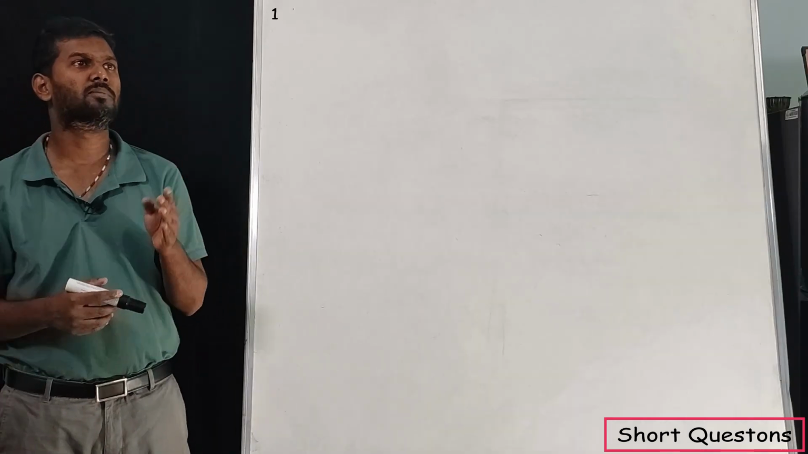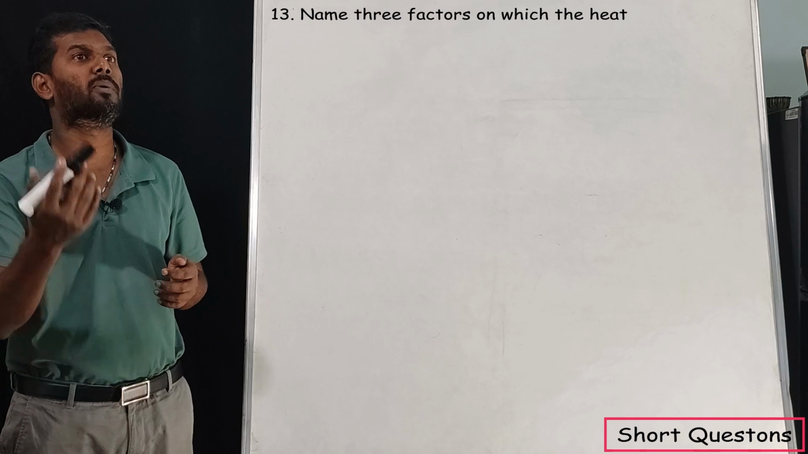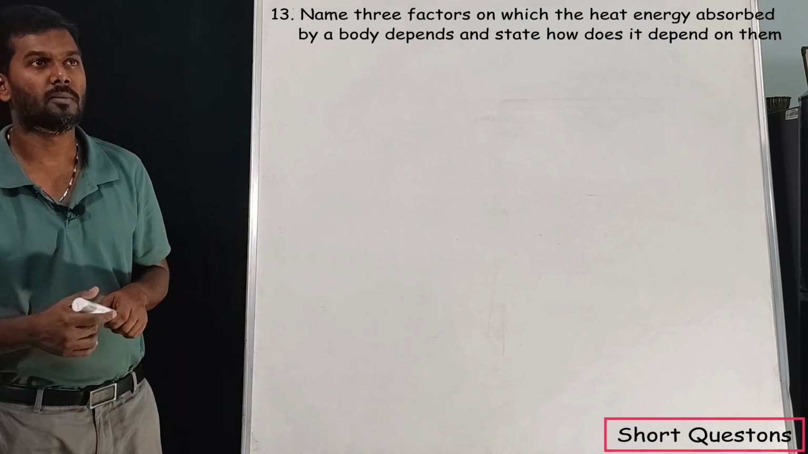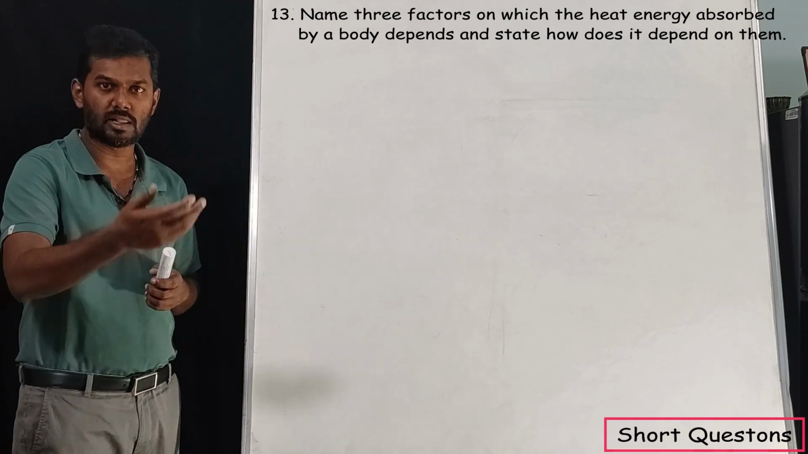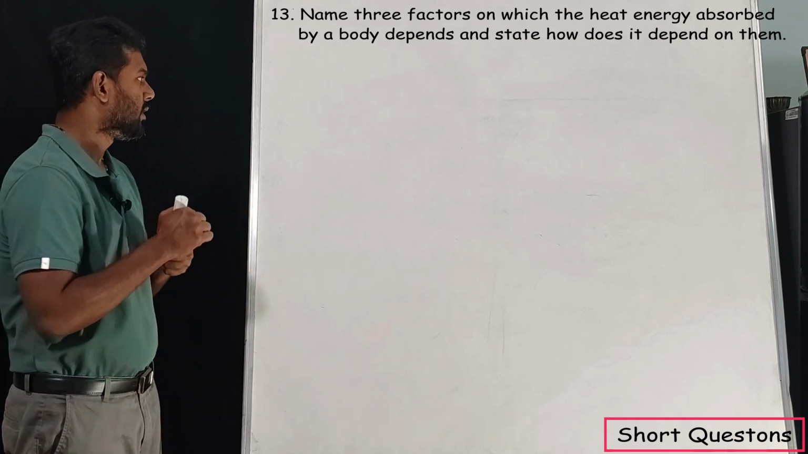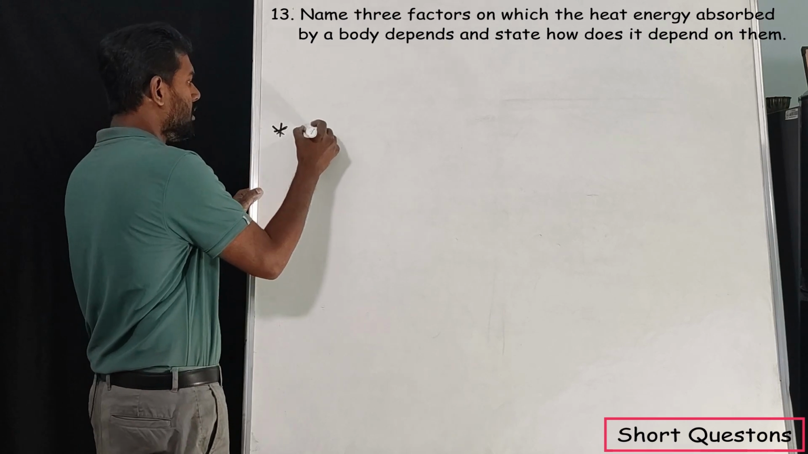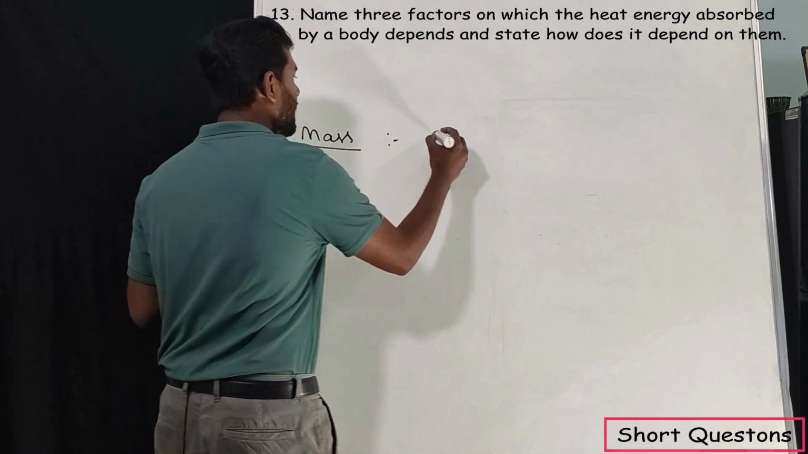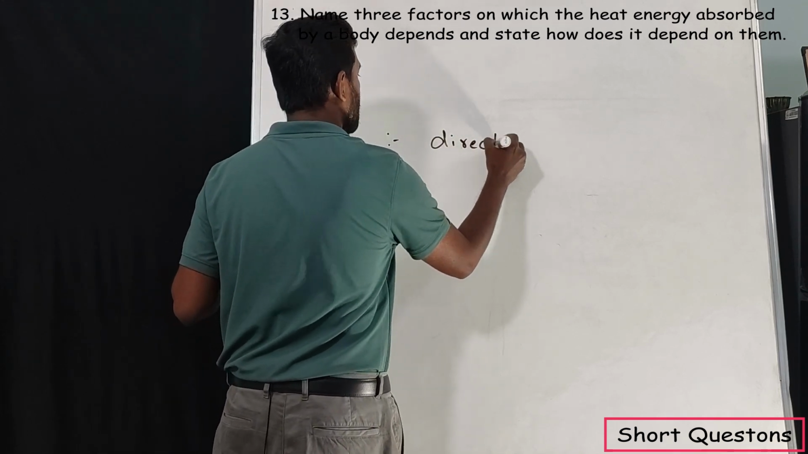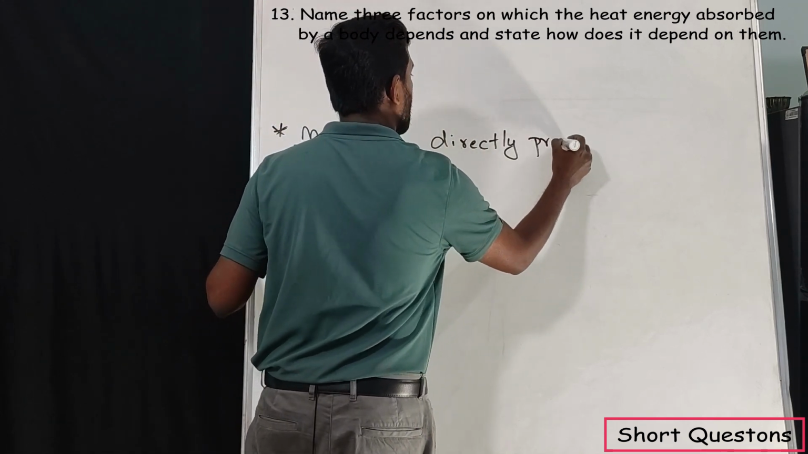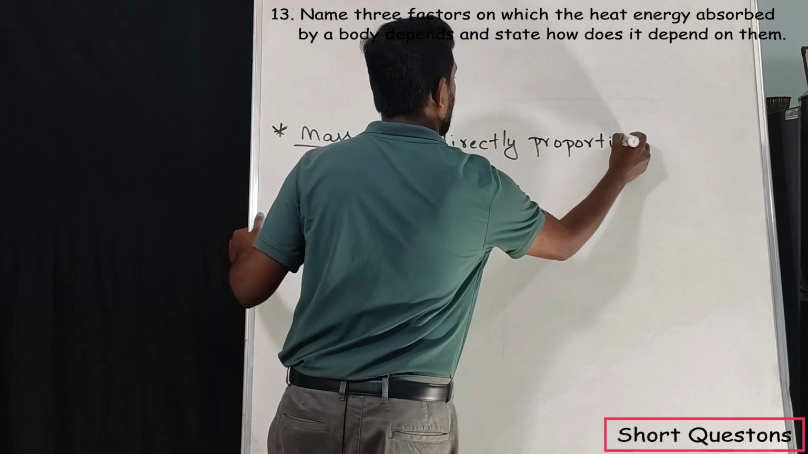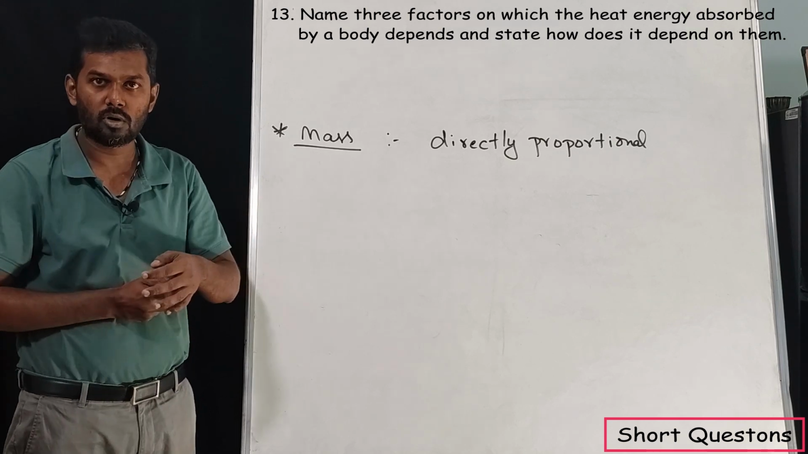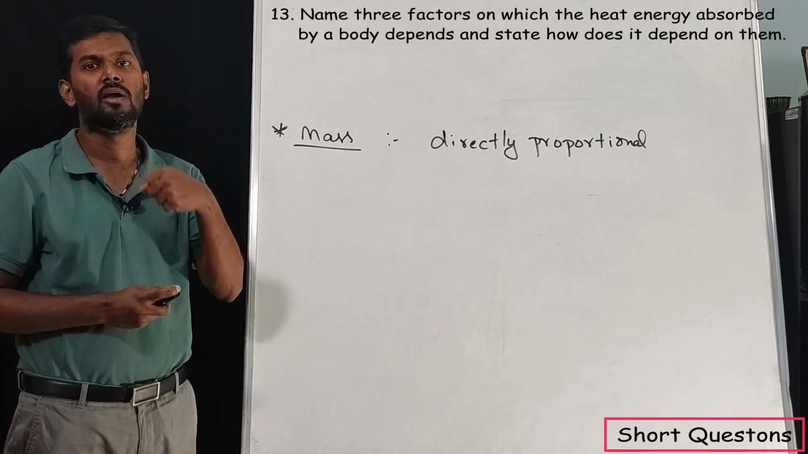Our next question: name three factors on which the heat energy absorbed by a body depends and state how it depends on them. First we have to state the factors and tell how it is dependent. Listen, the first one, mass. Mass of the body is directly proportional. That means if the mass is more, the heat energy absorbed will be more.